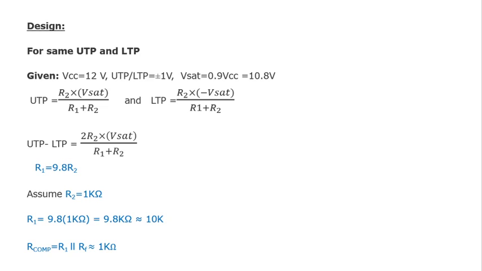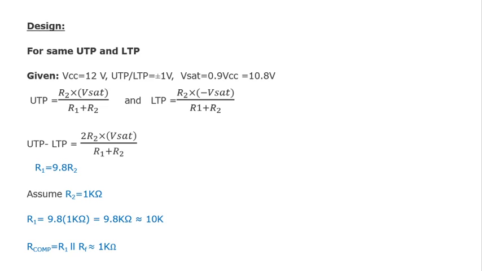Now we will design the Schmitt Trigger Circuit for same UTP and LTP, that is plus minus 1 volt, upper threshold point and lower threshold point. For that we will assume VCC is equal to 12 volt, and that's why the saturation value of output voltage will be 0.9 VCC, that is equal to 10.8. The formula for UTP is R2 into plus V saturation divided by R1 plus R2, and LTP is equal to R2 into minus V saturation divided by R1 plus R2.